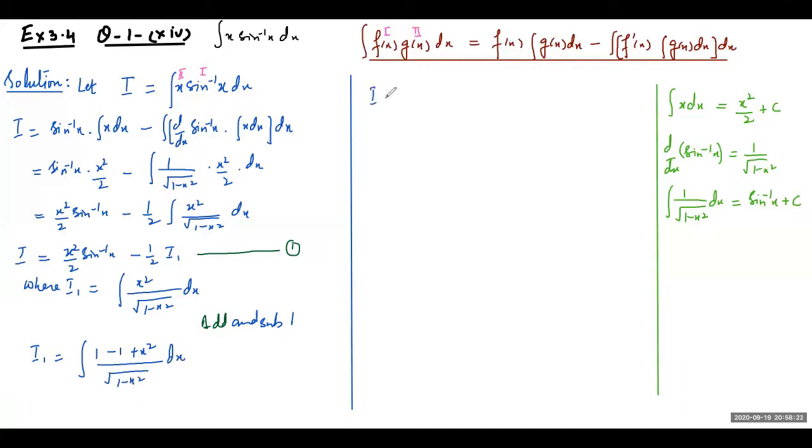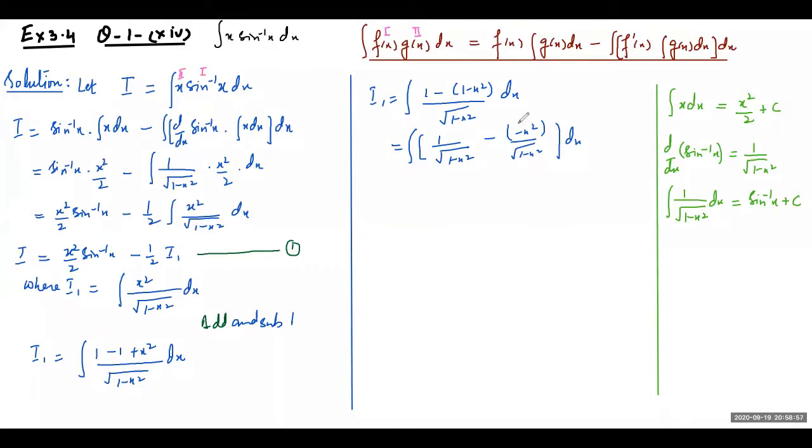Now I take this negative sign common, and I get integral 1 minus x square divided by square root of 1 minus x square and dx. Split up these two fractions, and you will get 1 by square root of 1 minus x square minus 1 minus x square divided by square root of 1 minus x square, and outside the bracket we have a dx here.